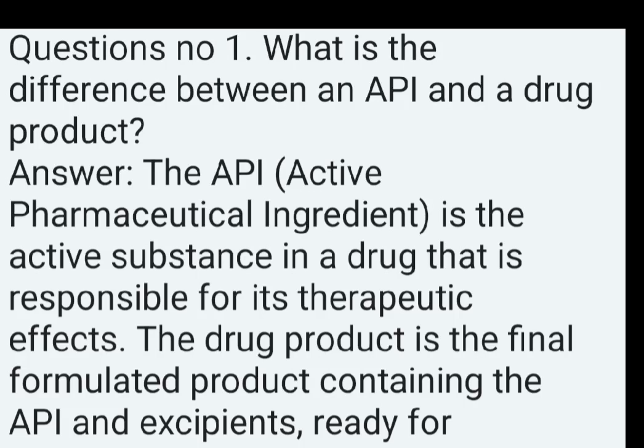Question number 1. What is the difference between an API and a drug product? Answer. The active pharmaceutical ingredient is the active substance in a drug that is responsible for its therapeutic effects. The drug product is the final formulated product containing the API and excipients, ready for consumption.